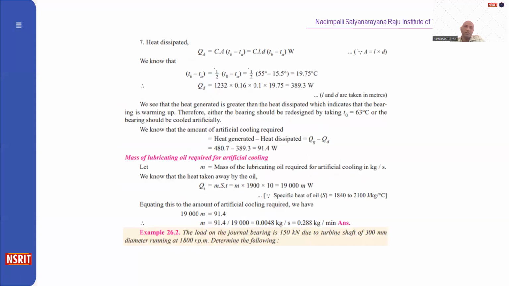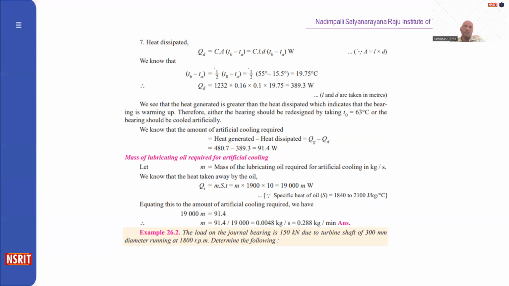So heat dissipated is equal to C into A into Tb minus Ta. The area is equal to L into D. So 1232 into L is equal to 0.16 into D is equal to 0.1 into Tb minus Ta value, which is equal to 19.75. So you are getting 389.3 W.